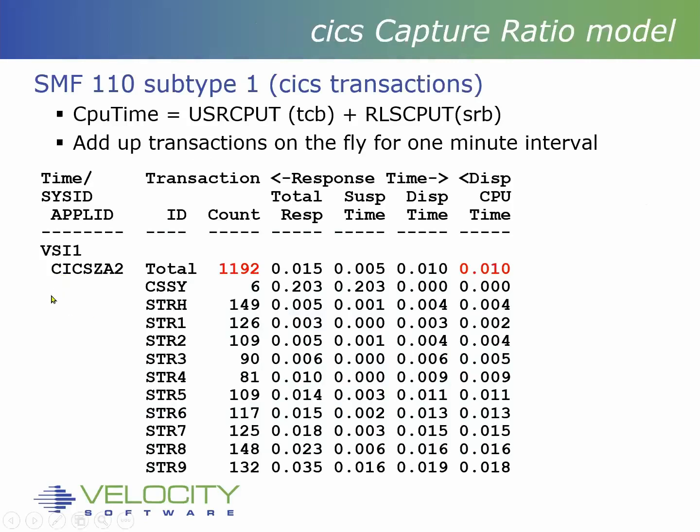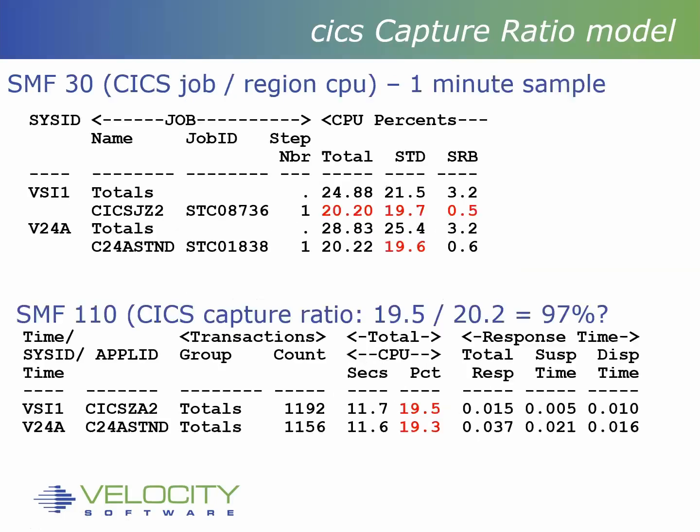So the next step was I just looked at KICS, just to see what I can do. For KICS, we get the transactions on the fly and we just process them on the fly. For this example, we had almost 1,200 transactions, and I grouped them by transaction ID and by total. We get an average CPU by transaction, and that all comes from the 110, and that's pretty easy to do.